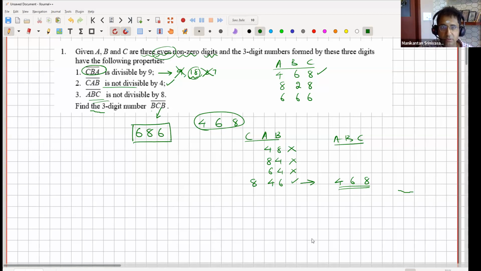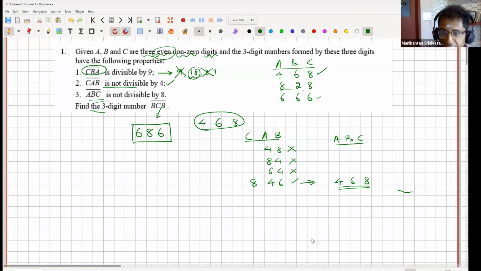Now I agree the question is not clear. Sorry, Kunal, go ahead. Why can't it be 8, 6, 8? Yeah, because he probably meant to say there are three distinct digits. That way even 666 is a possibility, right?